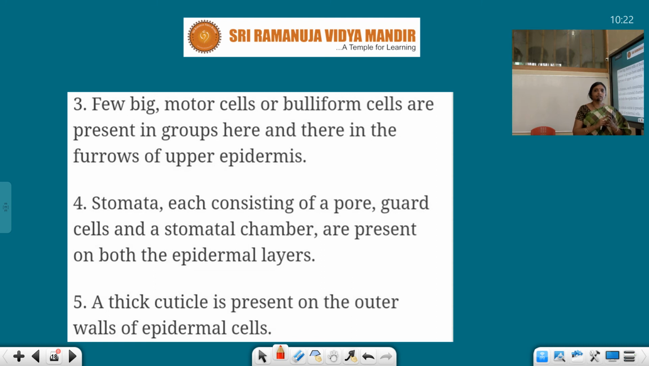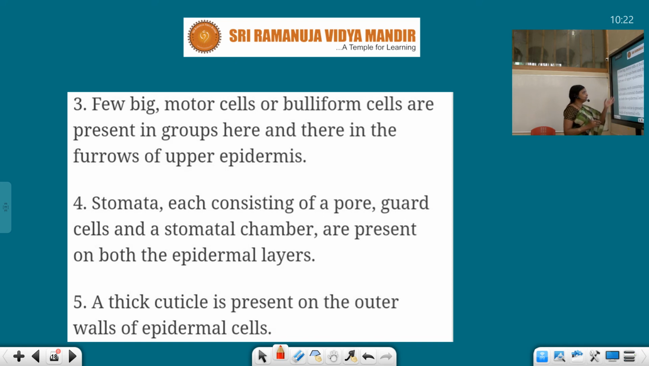First difference we have observed in stomata: fewer number of stomata present in lower side in dicot, whereas equal number of stomata are present in monocot. And bulliform cells are present in upper epidermis in monocot leaf, and no motor cells or bulliform cells are found in dicot leaf. And third point is mesophylls are distinguished into palisade and spongy in dicot leaf, whereas in monocot leaf mesophyll cells are not distinguished into palisade and spongy tissues.